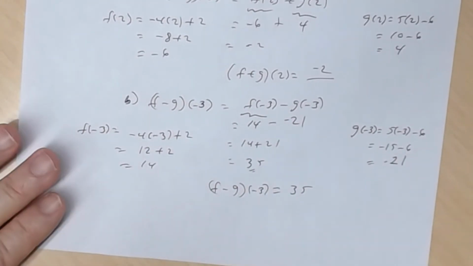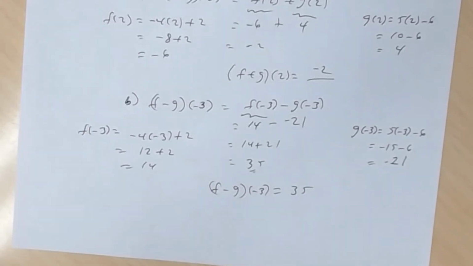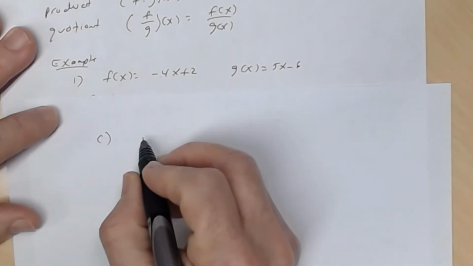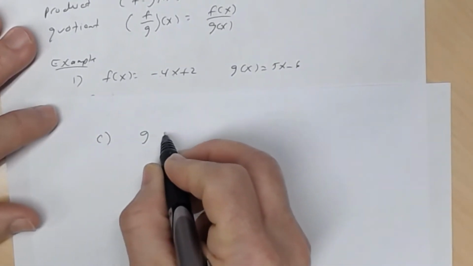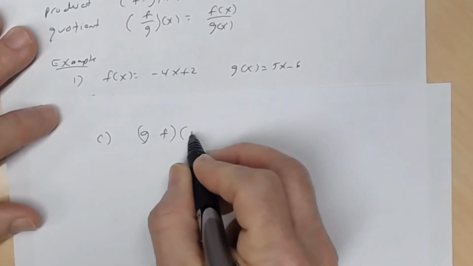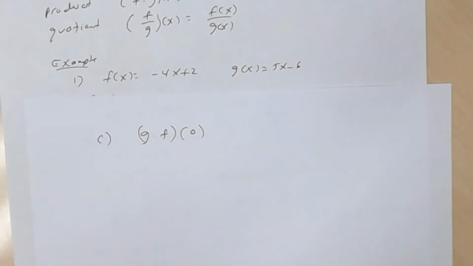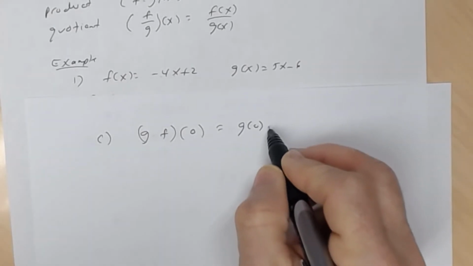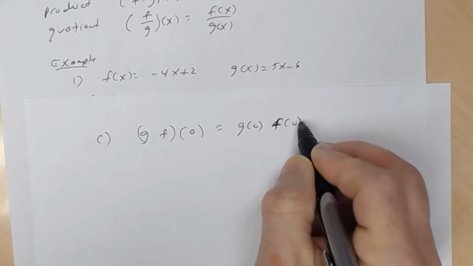Okay, let's do a multiplication one. Let's say same function. In part C, let's say I want to find g times f at 0. Remember, what does that mean? Well, g times f at 0 means g of 0 times f of 0.